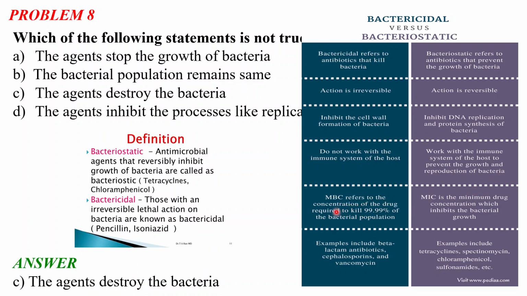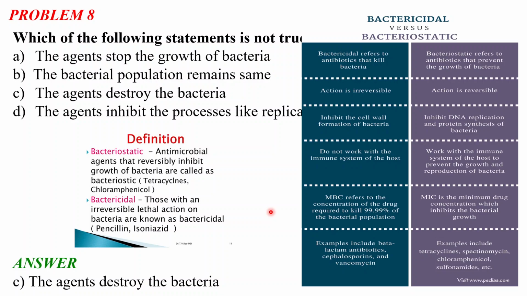MBC refers to the concentration of the drug required to kill 99.99% of the bacterial population, and MIC is the minimum drug concentration which inhibits the bacterial growth. Examples of bactericidal agents include beta-lactam antibiotics like cephalosporin, and vancomycin. Examples of bacteriostatic agents include tetracyclines, spectinomycin, chloramphenicol and sulfonamides. Okay, so these are the differences between bacteriostatic and bactericidal antibacterial agents.